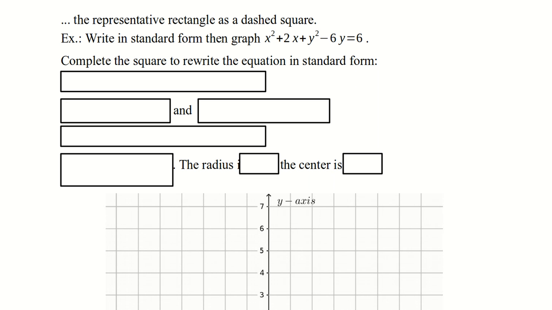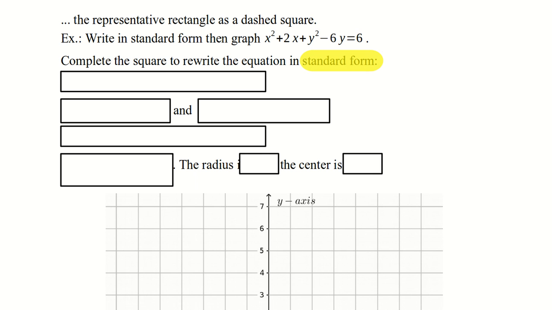Okay, so let's work through one of these on our own. So here is some equation. It might be a circle, it might be something else, but we're going to figure out what it is by completing the square. So we're going to put it in standard form. That's why we're completing the square, so that we can see h, k, and r. So once we've got it in standard form, we'll be able to graph it almost instantly.